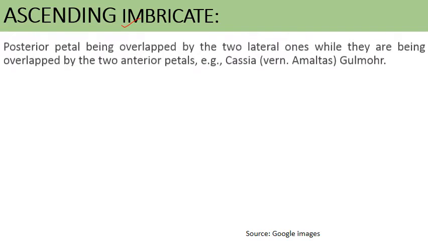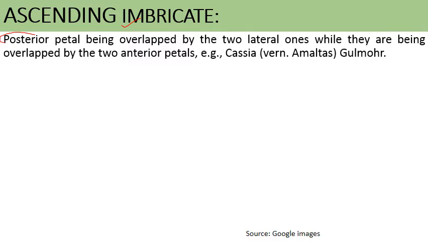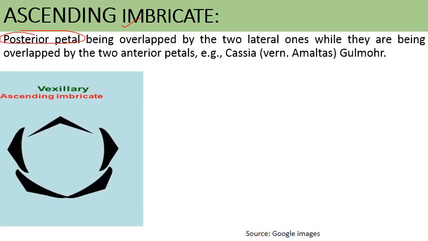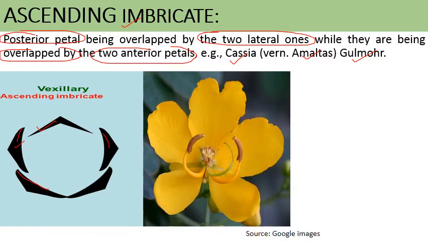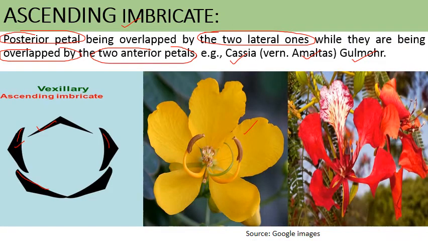The next type of imbricate estivation is ascending imbricate estivation. In this type of estivation, posterior petal is being overlapped by 2 lateral petals, that we can see in this diagram. जो posterior petal है इसको 2 lateral petals overlap करते हैं while they are being overlapped by the 2 anterior petals. और ये जो lateral petals हैं इनको further 2 anterior petals overlap करते हैं. And this type of estivation is known as ascending imbricate estivation. It is found in the flower of Acacia and its vernacular name is Amaltas, and gulmohar, its botanical name is Delonix regia. This is the flower of Cassia fistula, and this is the flower of Delonix regia.